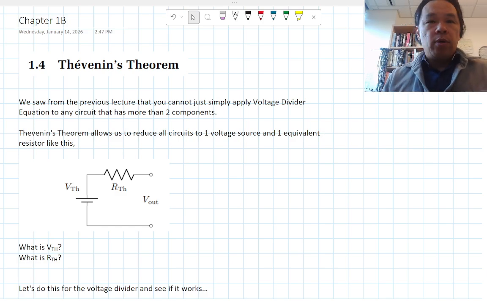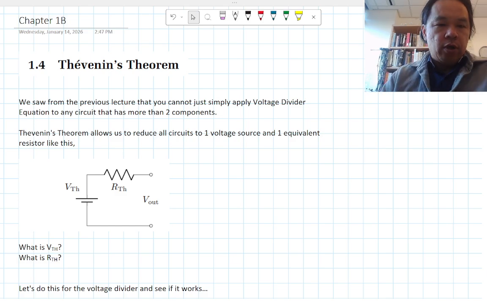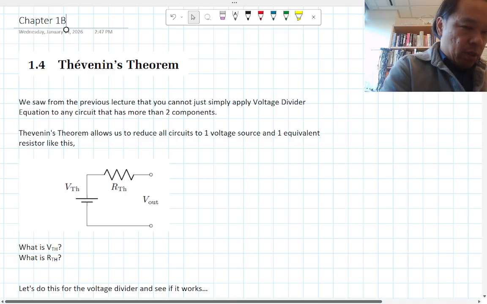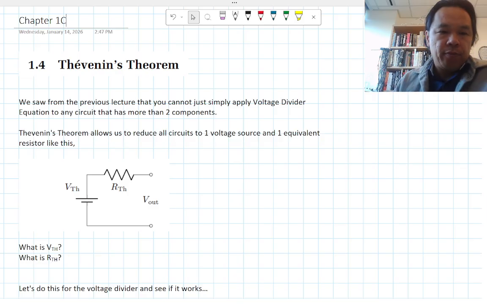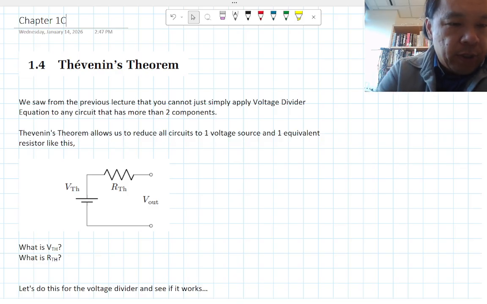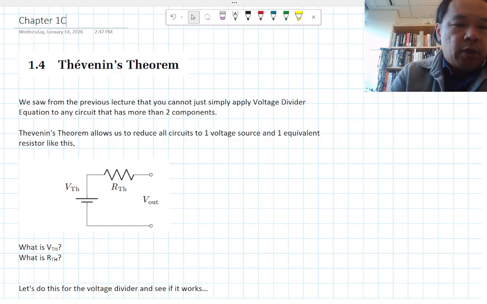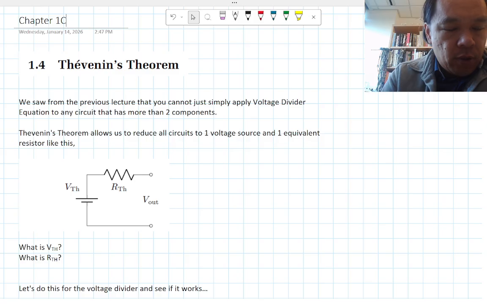Okay, so I'm gonna finish up the chapter. Actually, this should be 1C because I broke up the previous lecture into two pieces. So we're gonna cover this section 1.4 on Thevenin's theorem.